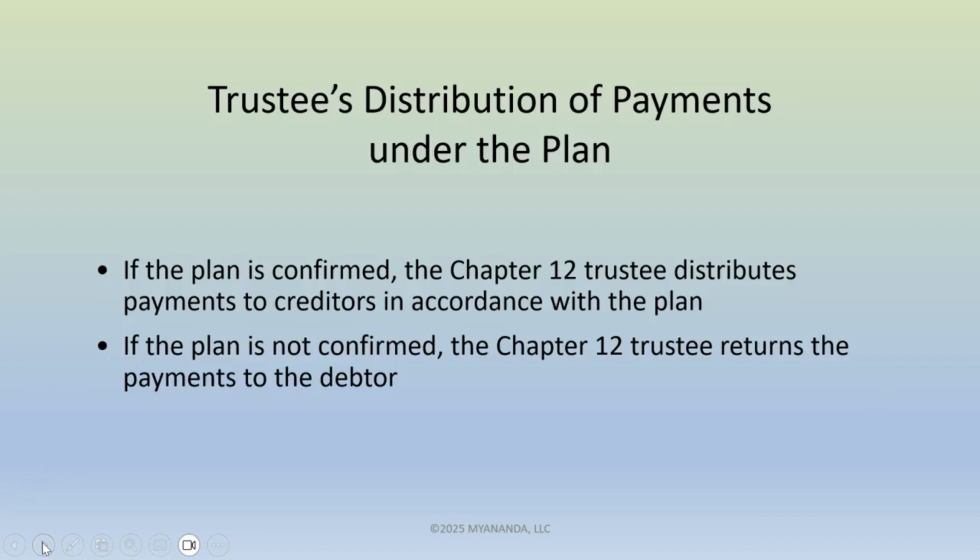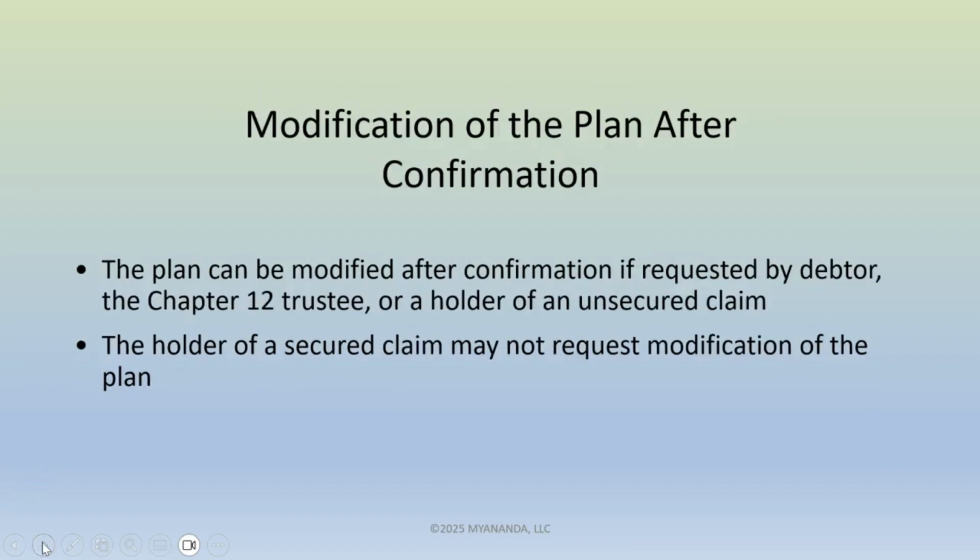Trustee's distribution of payments under the plan. If the plan is confirmed, the Chapter 12 trustee distributes payments to creditors in accordance with the plan. And if it's not confirmed, they return the payments to the debtor. Same thing in Chapter 13. Modifying the plan after it's been confirmed, a request can be made by the debtor, trustee, or a holder of an unsecured claim. And the holder of a secured claim may not request modification of the plan. So it's very interesting, isn't it?